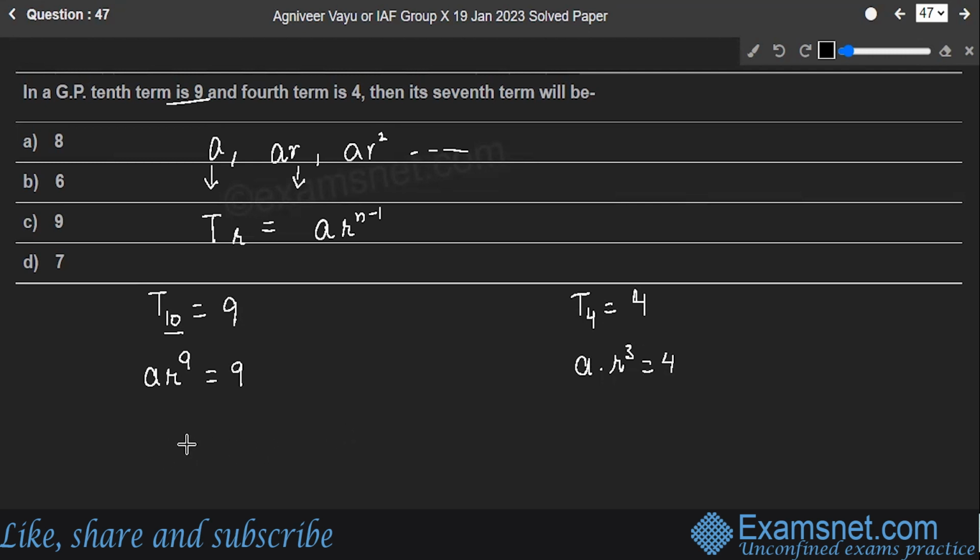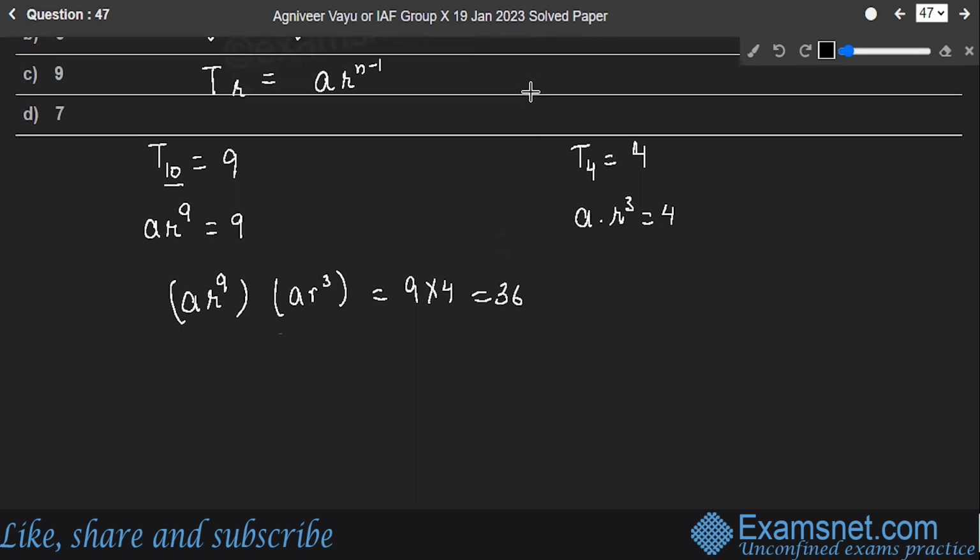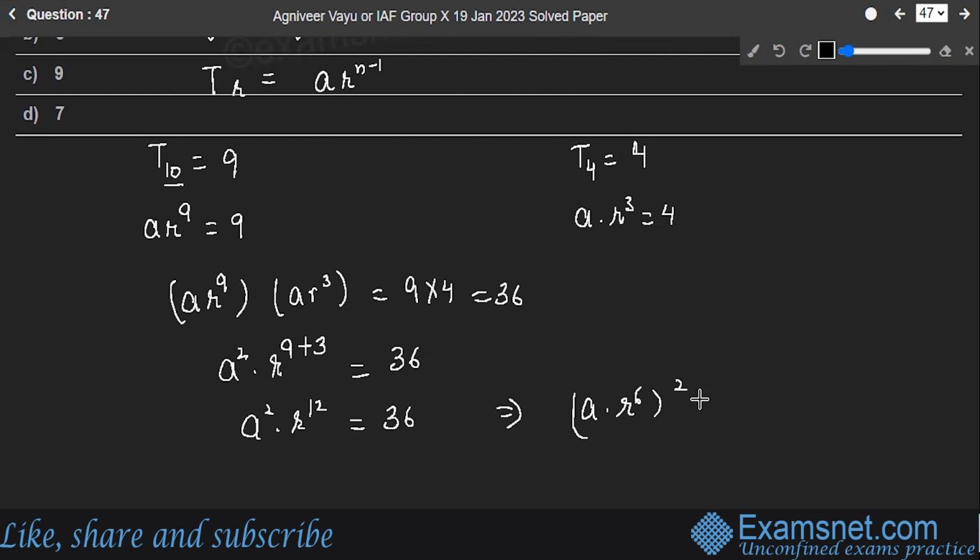Let's multiply both of them. So I will have A·R⁹ multiplied by A·R³ is equal to 9 into 4, that is equal to 36. You have to find out the 7th term. Do remember this. Okay, so the 7th term is given by A²·R^(9+3). This is equal to 36. So A²·R¹² is equal to 36, or this is equal to (A·R⁶)² is equal to 36, which gives you A·R⁶ is equal to 6.